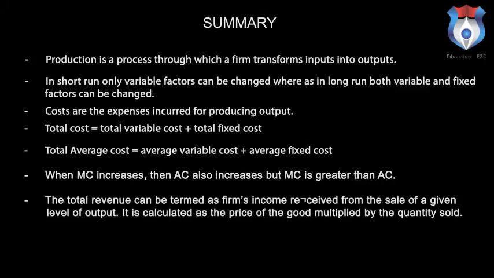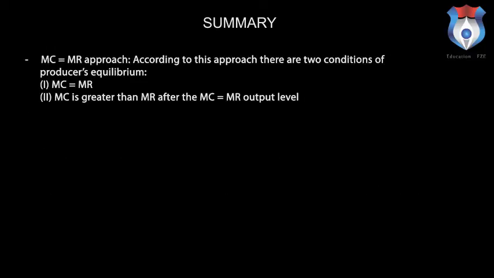The total revenue can be termed as the firm's income received from the sale of a given level of output. It is calculated as the price of the good multiplied by the quantity sold. MC is equal to MR approach. According to this approach, there are two conditions of producer's equilibrium. MC is equal to MR. MC is greater than MR after the MC is equal to MR output level.